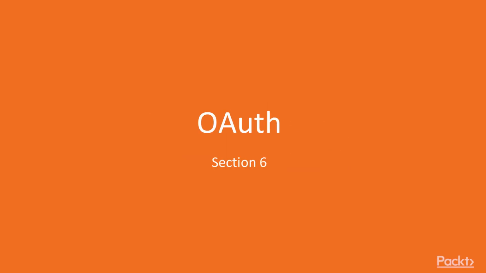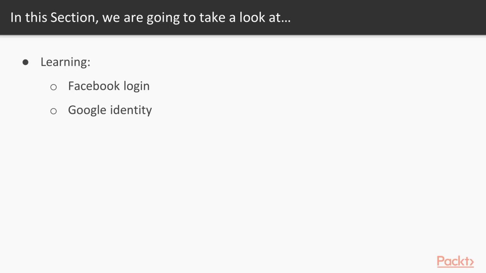Hi, welcome to section 6, OAuth. In this section, we're going to look at OAuth, which is a protocol for authentication and authorization. It lets you delegate responsibility for authentication to a third party, and we'll look at how you can delegate that responsibility to Facebook and Google. But there are hundreds of other companies out there that support OAuth via a similar process.